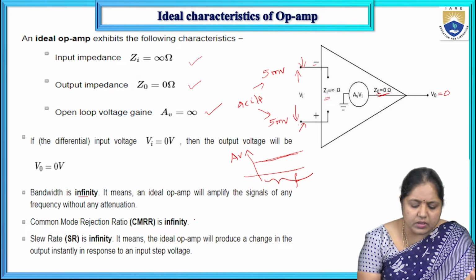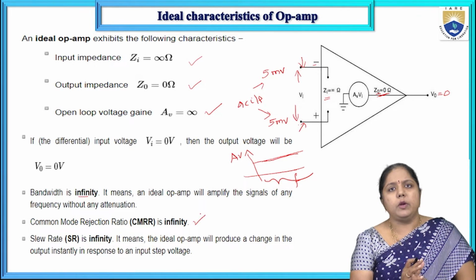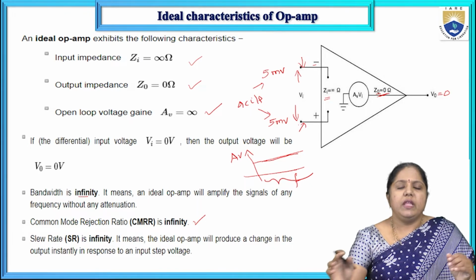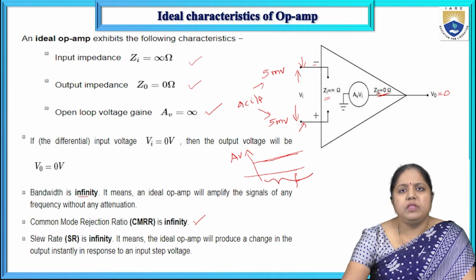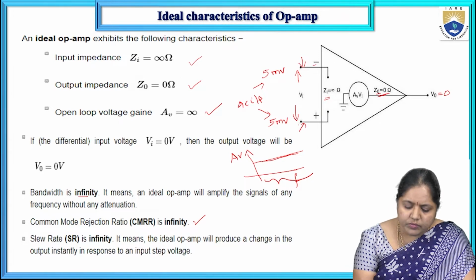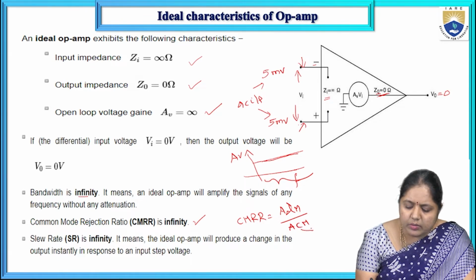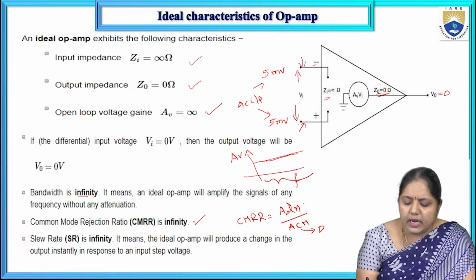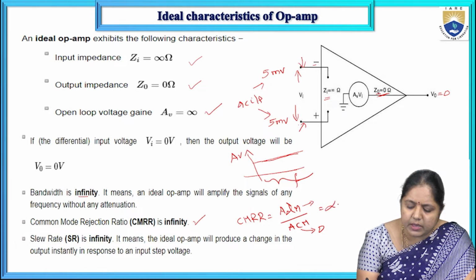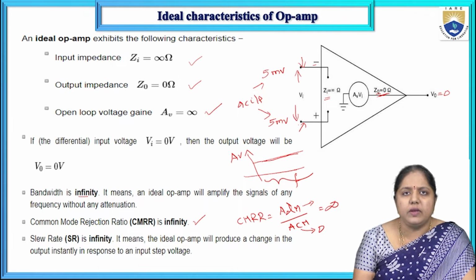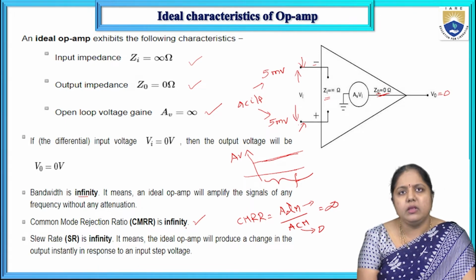Next, the CMRR. This is one of the properties we will discuss in the operational amplifier. As I discussed in the previous class, CMRR is the common mode rejection ratio. CMRR is represented as the differential gain divided by the common mode gain. Here the common mode gain value is equal to 0, so the resultant CMRR value is infinity. For the ideal op-amp, the CMRR is infinity.